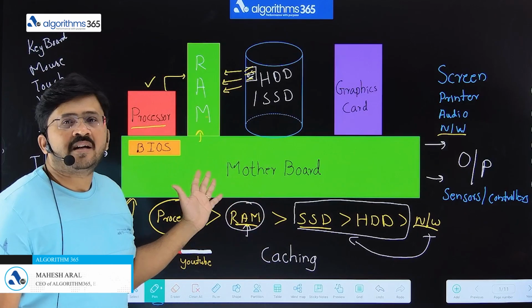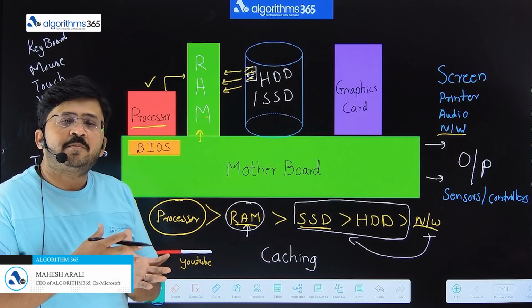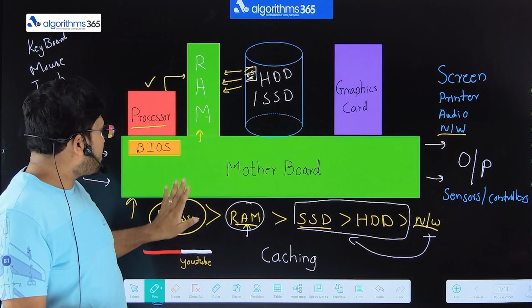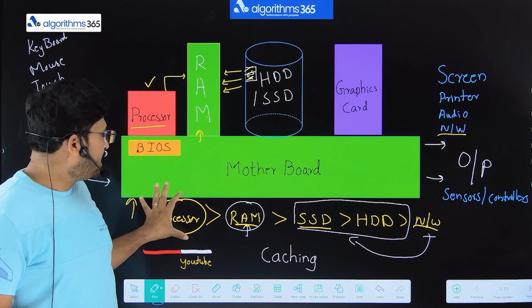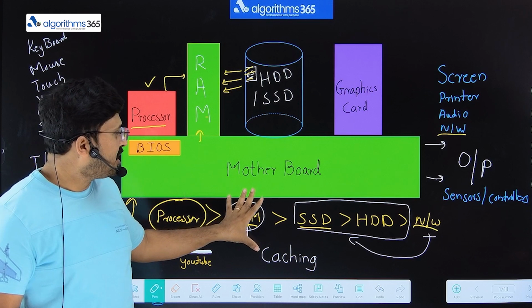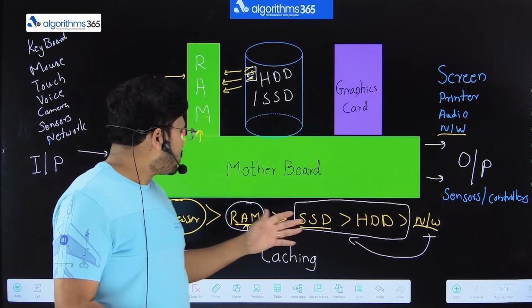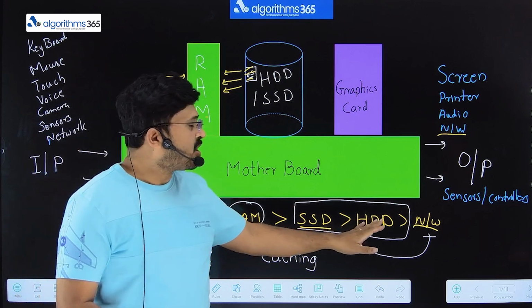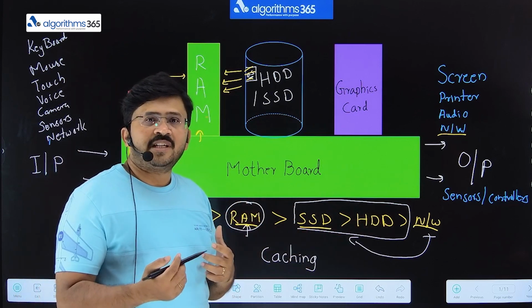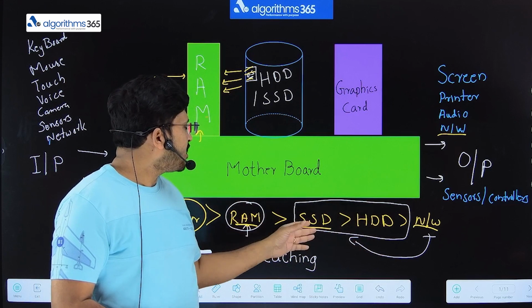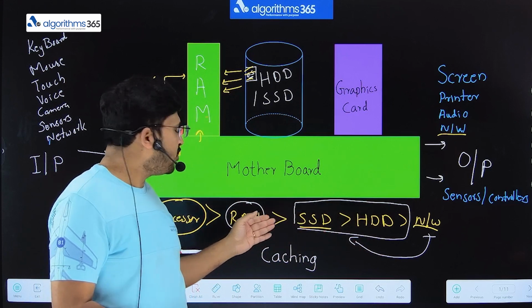Each of these parts in the PC is priced differently, and the processor is one of the most expensive components, followed by RAM, then SSD, then HDD and network. What I mean to say is, the cost of HDD to store 1 GB of data is less than the cost to store it on SSD versus RAM.